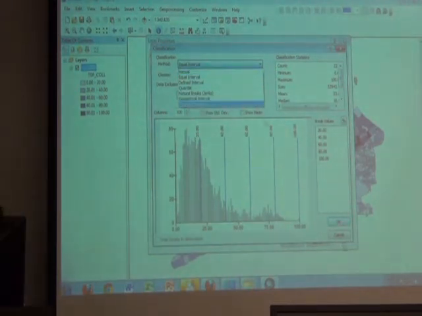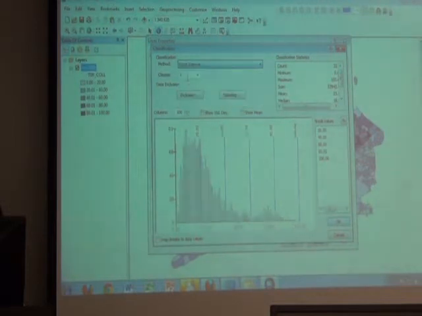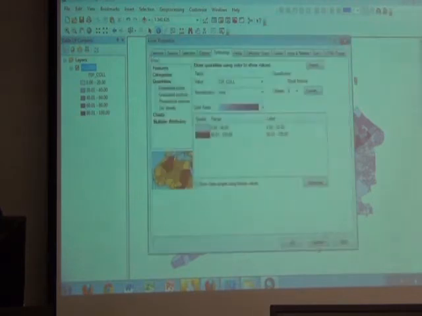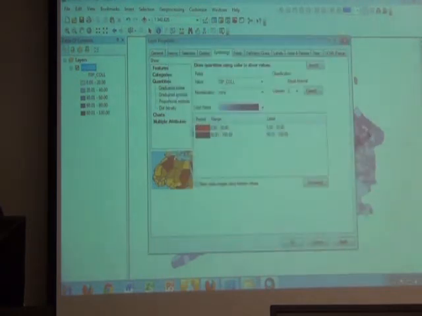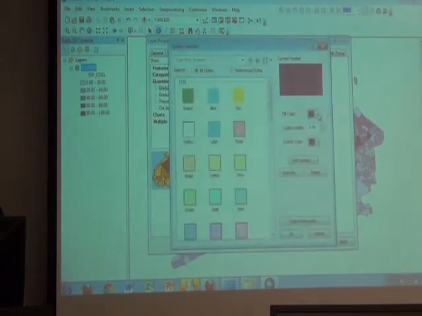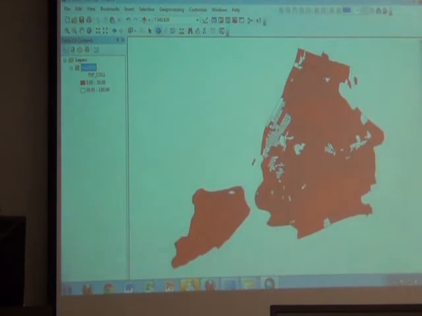Let's do that. So how would I do that? I would do equal interval and choose 2 classes. And if I want to be sensational, I want to make the places where this is less than 50% red, right? Because that's always everybody's favorite sensational color. Oh my God, right?